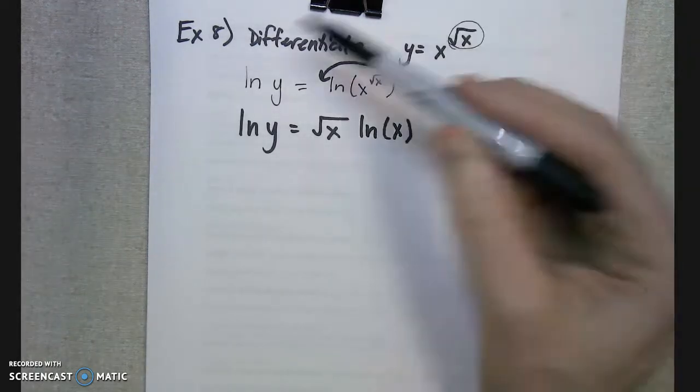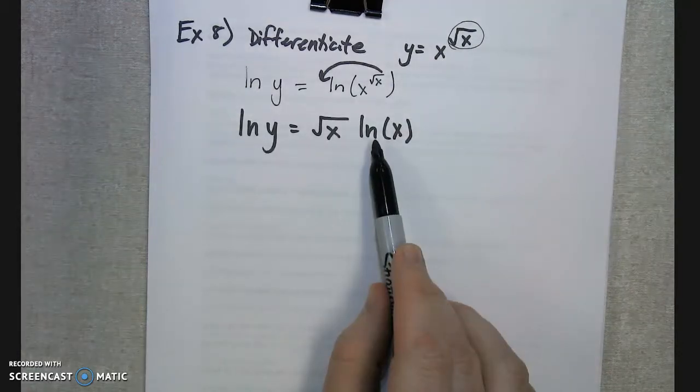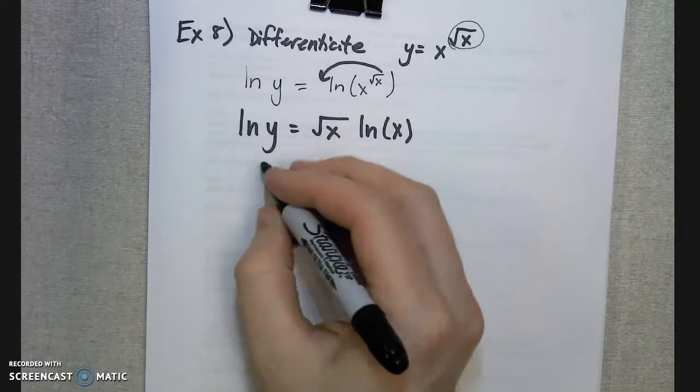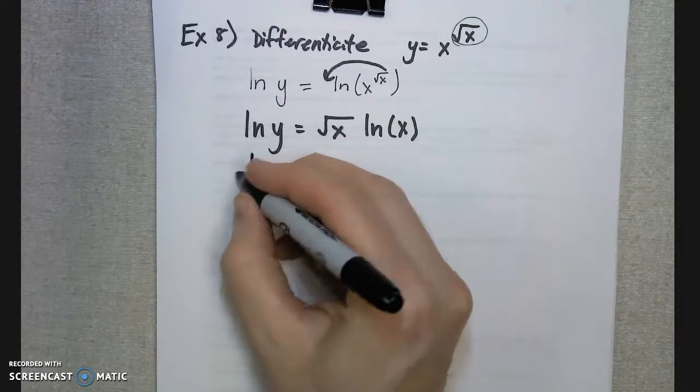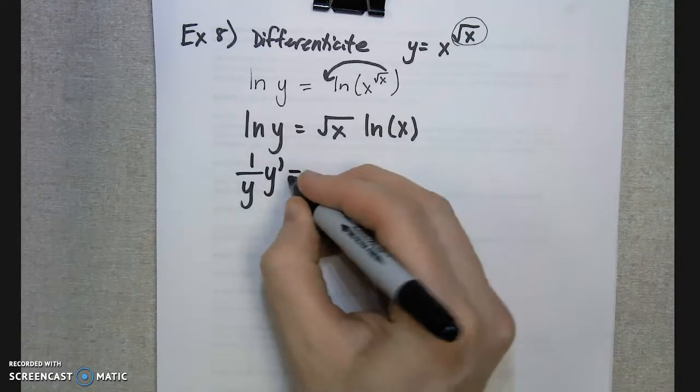So I did step 1, natural log of both sides. Step 2, use log rules. Step 3, find the derivative of each side. So derivative of natural log of y is 1 over y. And then we're doing implicit differentiation, so we get y prime.